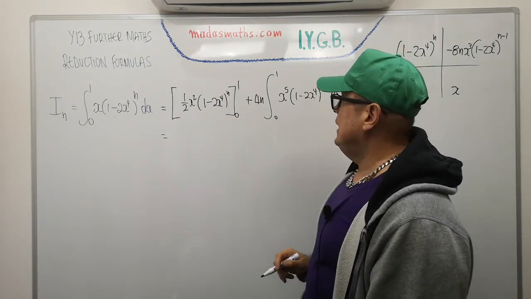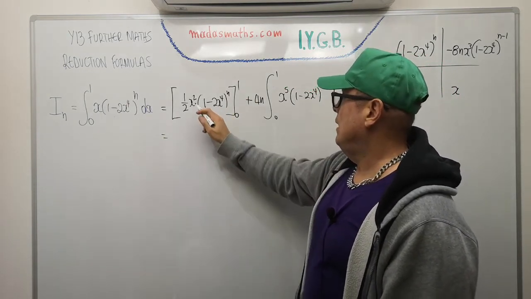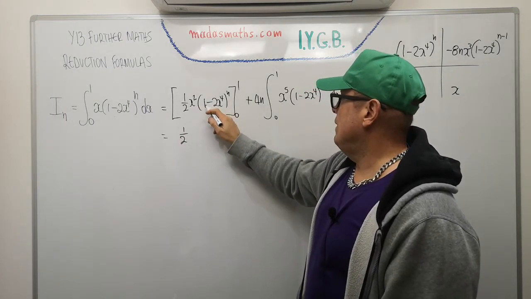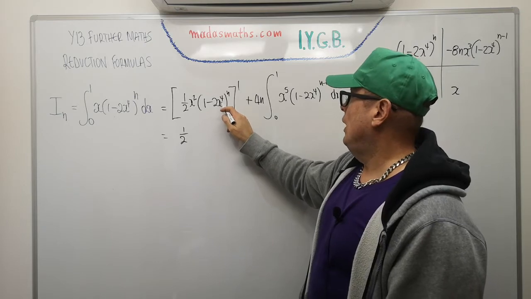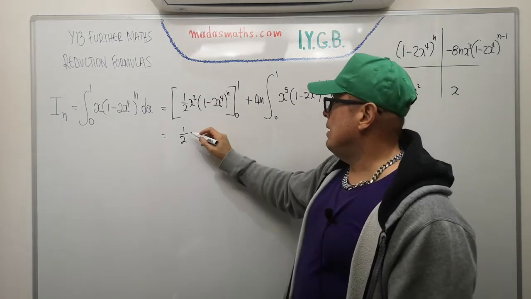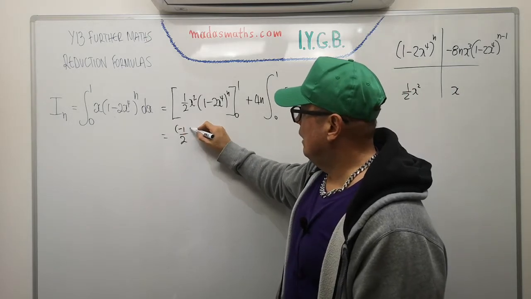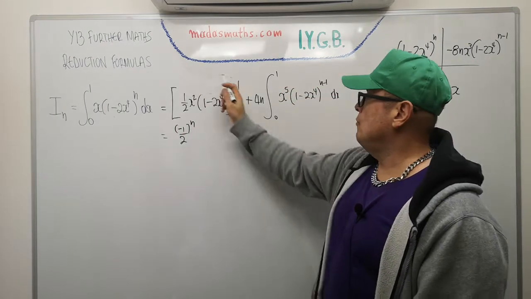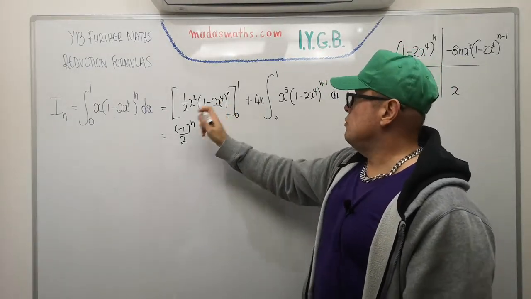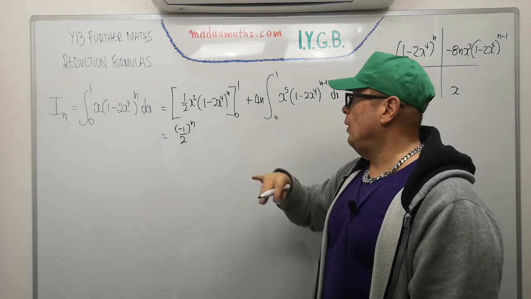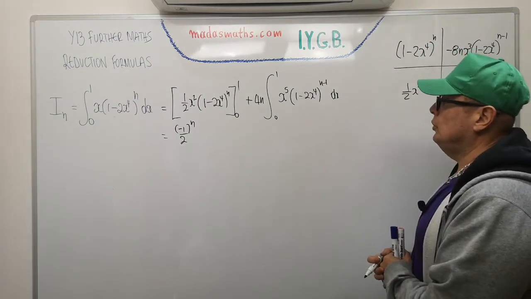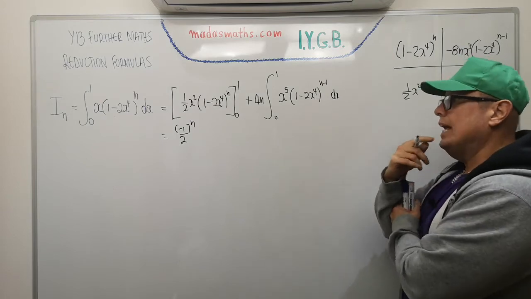When I put in there 1, this is 1, so I'm going to get 1 half times 1, and then I have 1 minus 1, so the bracket is minus 1 to the power of n. Let me just write it like this. So all of that evaluated at 1. Take away the thing at 0, which is of course all 0 because of the x squared, so I don't need to write anything else. So the question now is, what do I do with this particular integral?